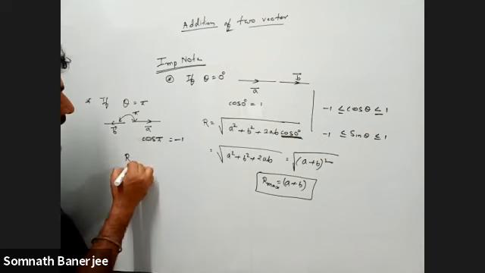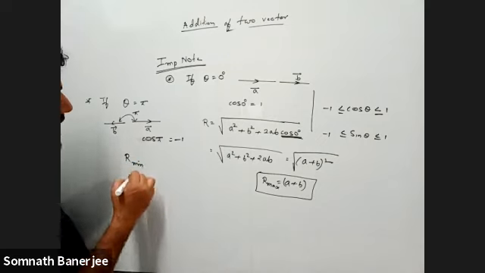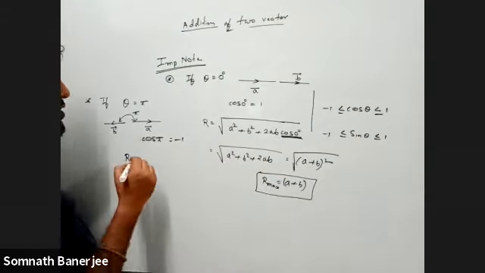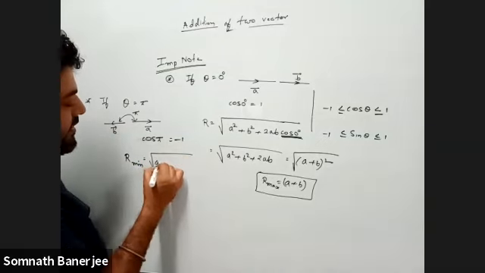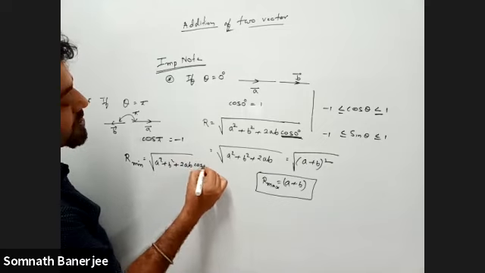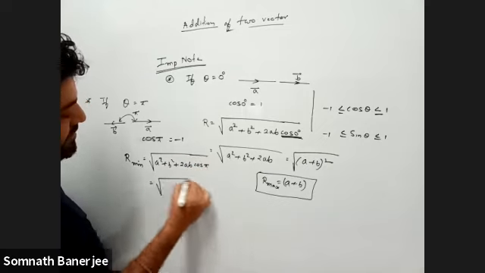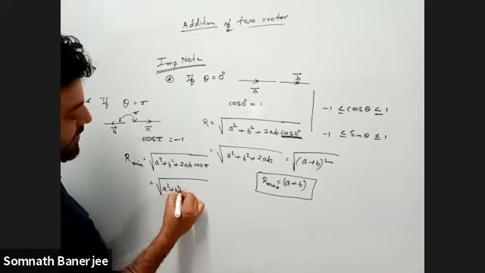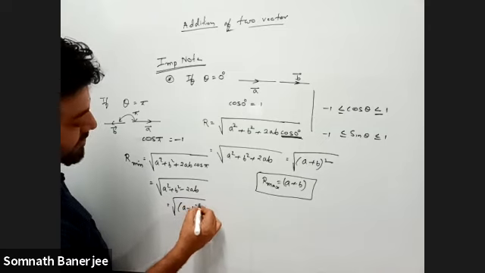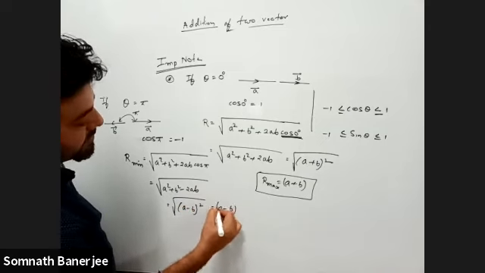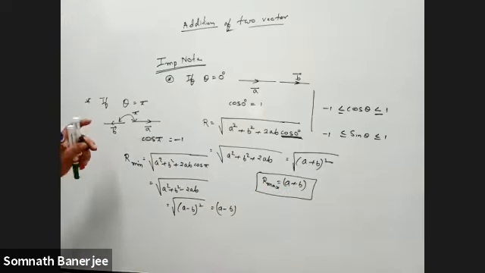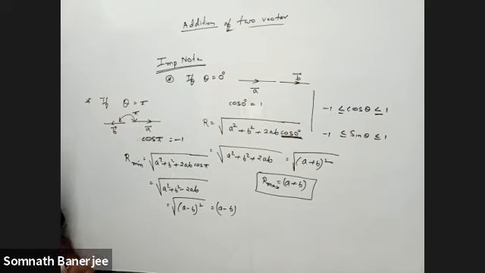So R is then minimum. Why? Because the maximum value is 1 and minimum value is -1. So minimum is what? A square plus B square plus 2AB cos 180. So that means A square plus B square minus 2AB. That means A minus B whole square. That means A minus B. So this is the maximum value and this is the minimum value of the addition of two vectors.